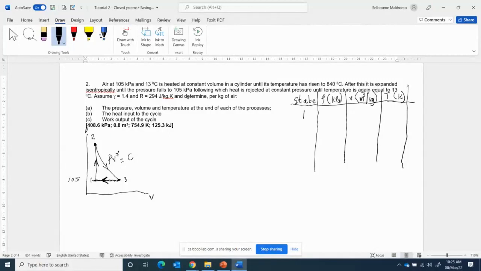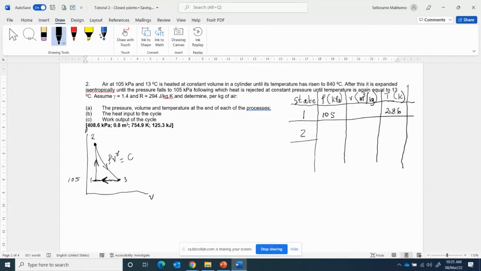So the first state, the pressure is given as 105. You write 105. The volume, do we have volume? No, we don't have volume. We have to calculate volume. Do we have a temperature? Yes, we have temperature. So temperature is 286.4 at T1. P1 is 105. And then number 3.